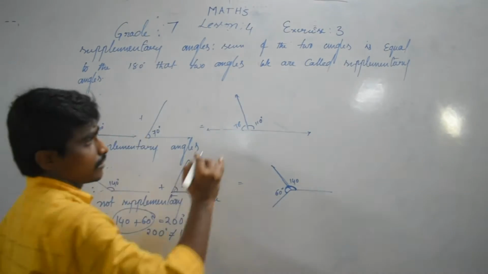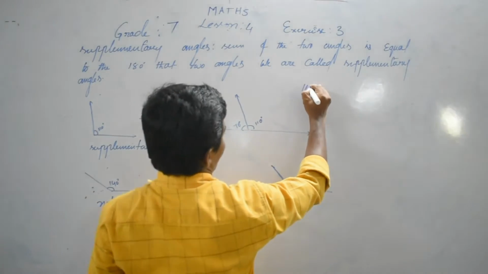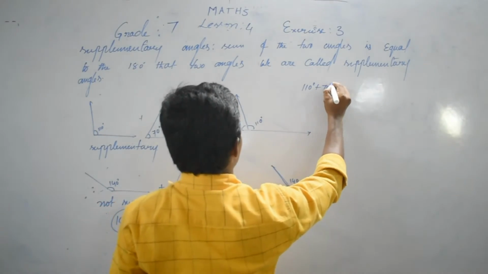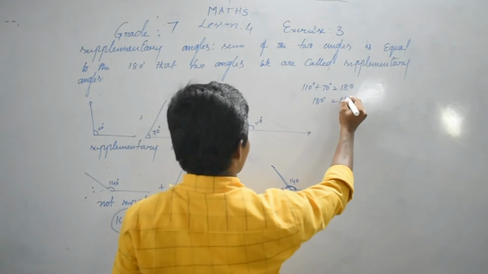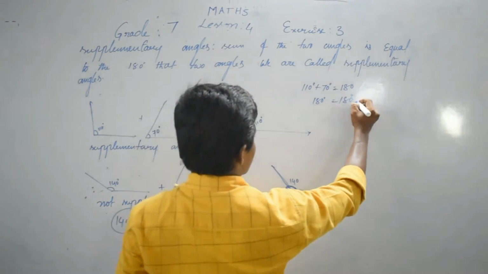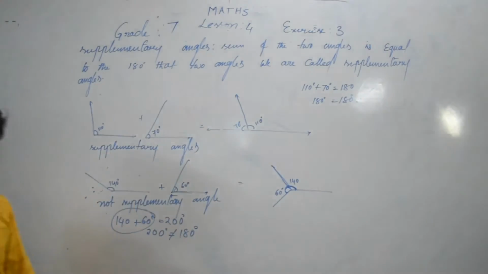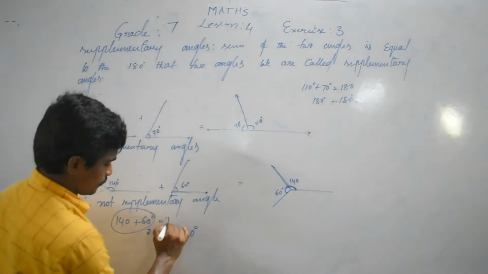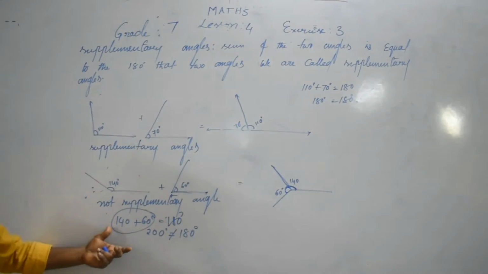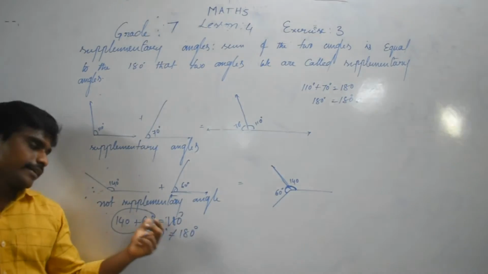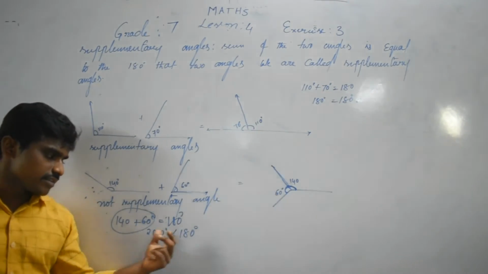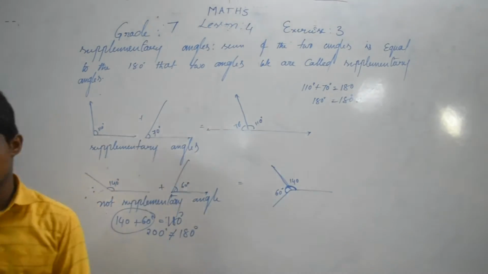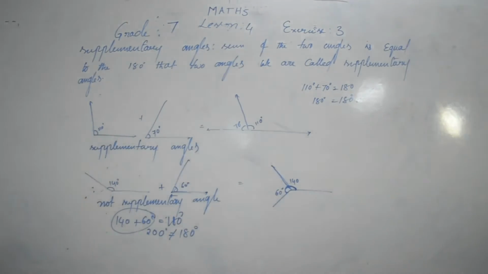Here next one. 110 plus 70 is 180 degrees. So 180 degrees is equal to 180 degrees. These are equal, so that is supplementary angles. Here 180, you write. So the two angles equal 180 degrees. But for these two angles, 200 and 180, these are not equal. So that is not supplementary.